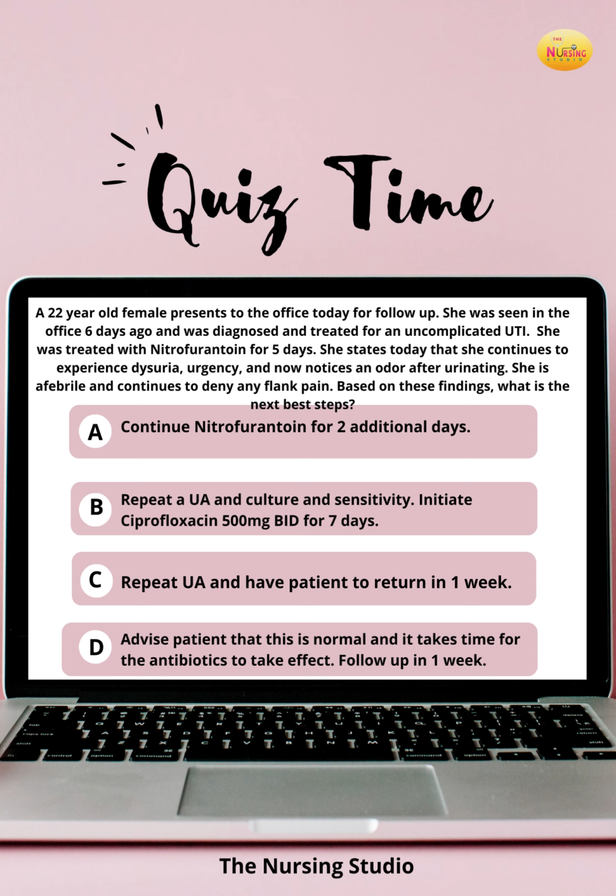All right, you guys, take a moment and tell me what you think. Is it A, continue nitrofurantoin for 2 additional days? B, repeat a UA and a culture and sensitivity, and initiate Cipro 500 BID for 7 days? Or C, repeat a UA and have the patient return in 1 week? Or D, advise the patient that this is normal and it takes time for the antibiotics to take effect and to follow up in 1 week. All right, take a moment, tell me what you think in the comments.